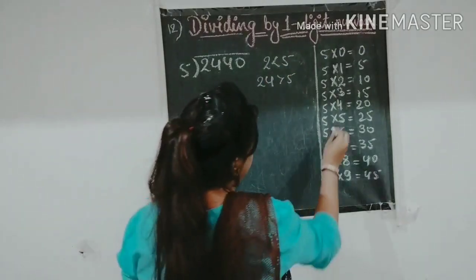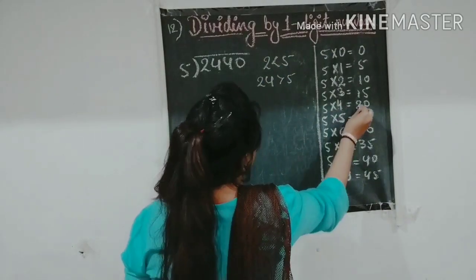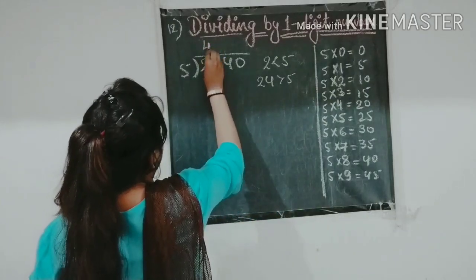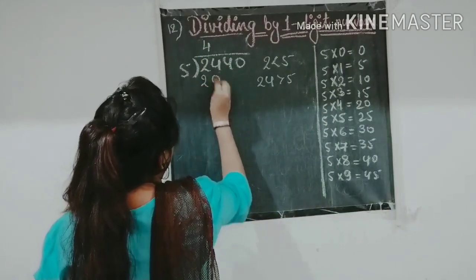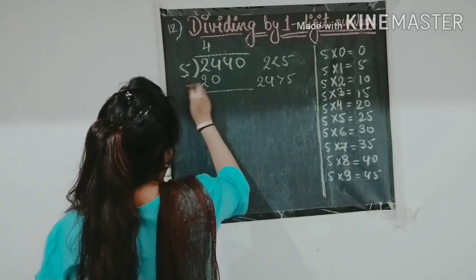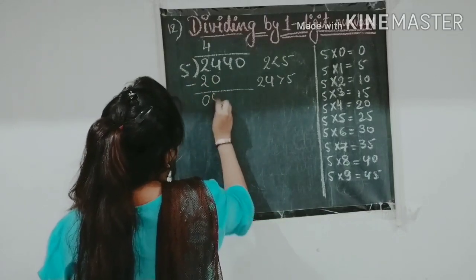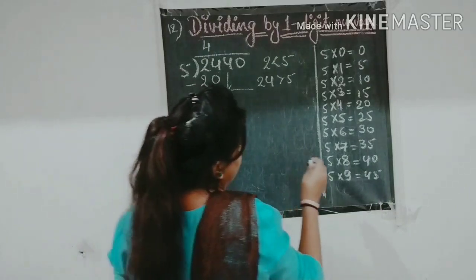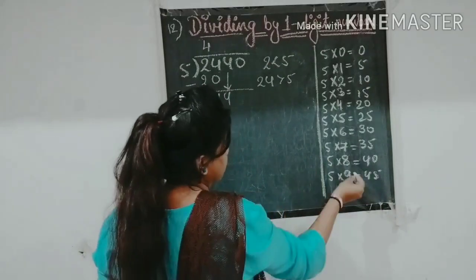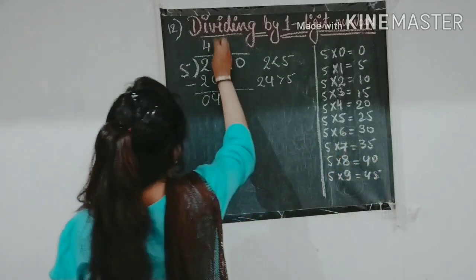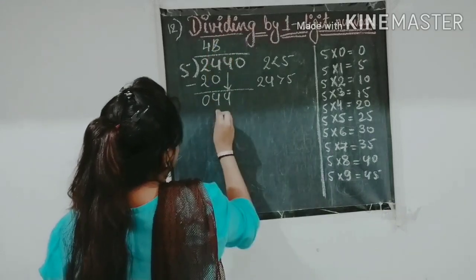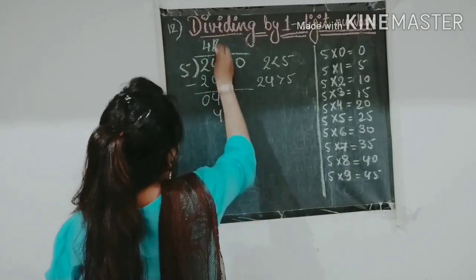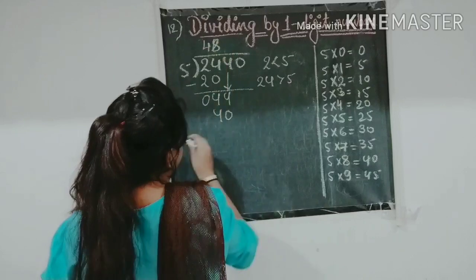Now in 5's table we have 5 4s are 20. So take 4 and 20. Subtract it, you will get 4 and 4 comes down. Now 44. So we have 5 8s are 40. Write here 8 and here 40. This is 8.